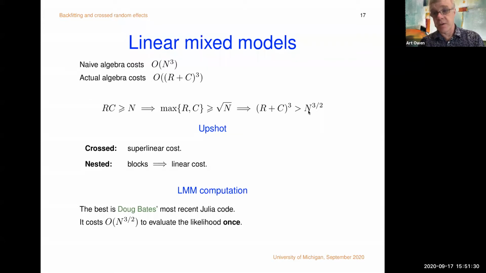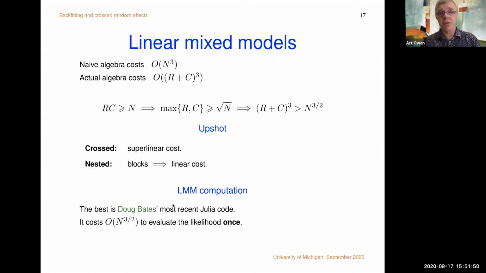And it can be actually a higher power of n. But the best you could get is n to the 3 halves. So the upshot is, if you're in the cross-random effect world, your cost is superlinear. The nested world, it's all linear. Sherman, Morris, and Woodbury help you. Here they don't. And we tested this.